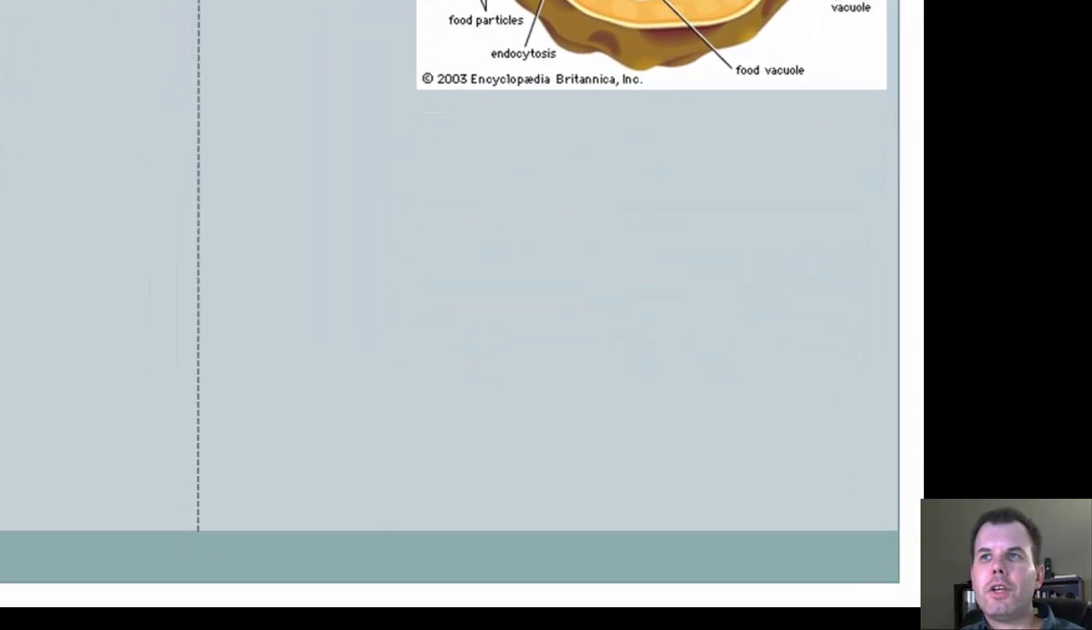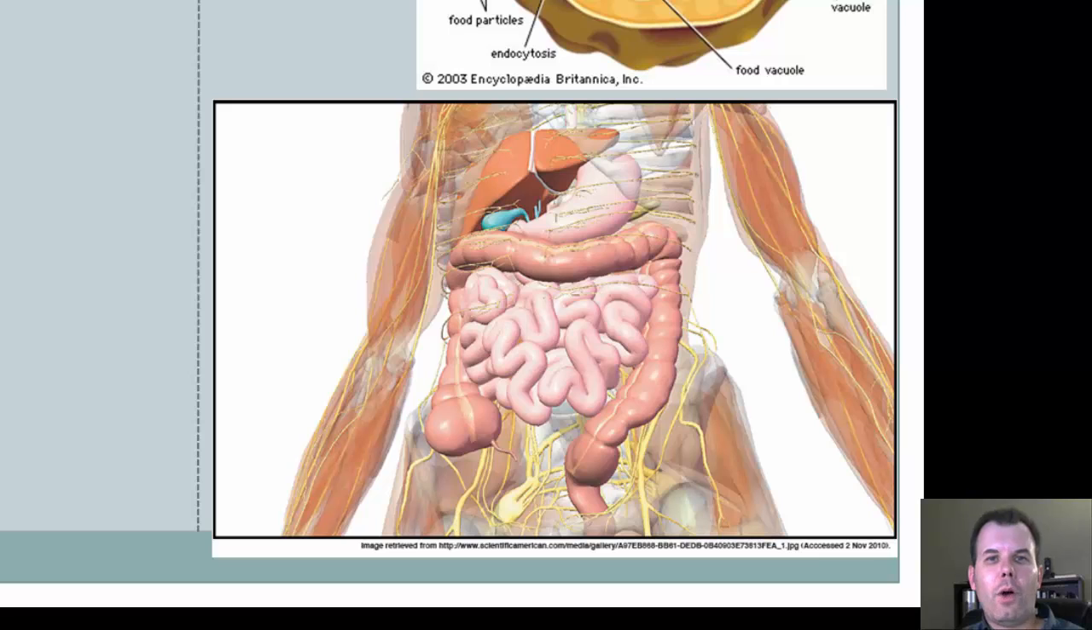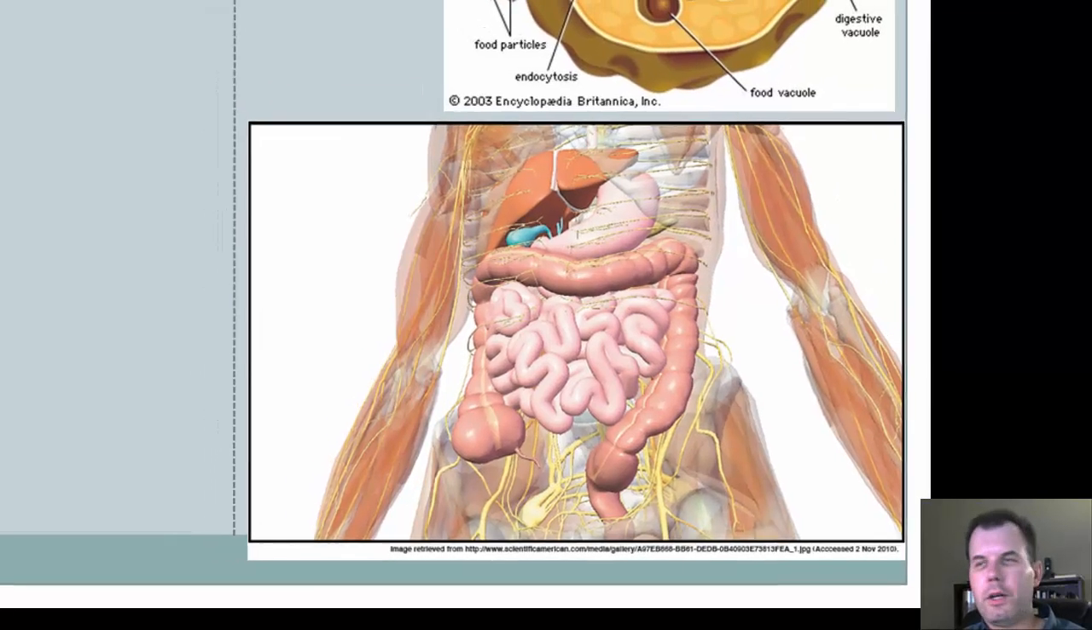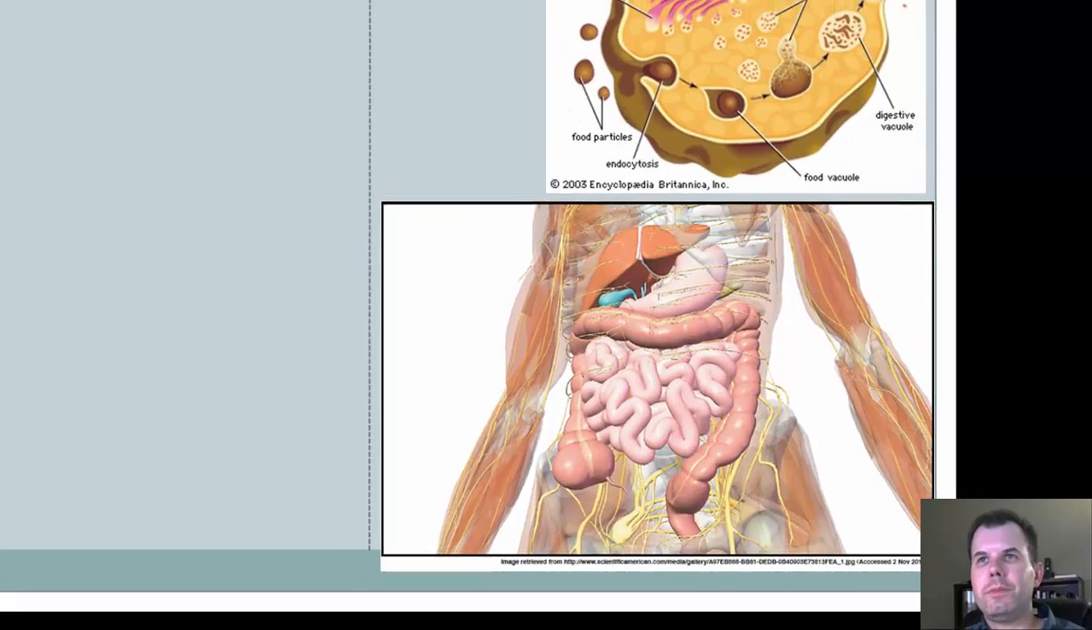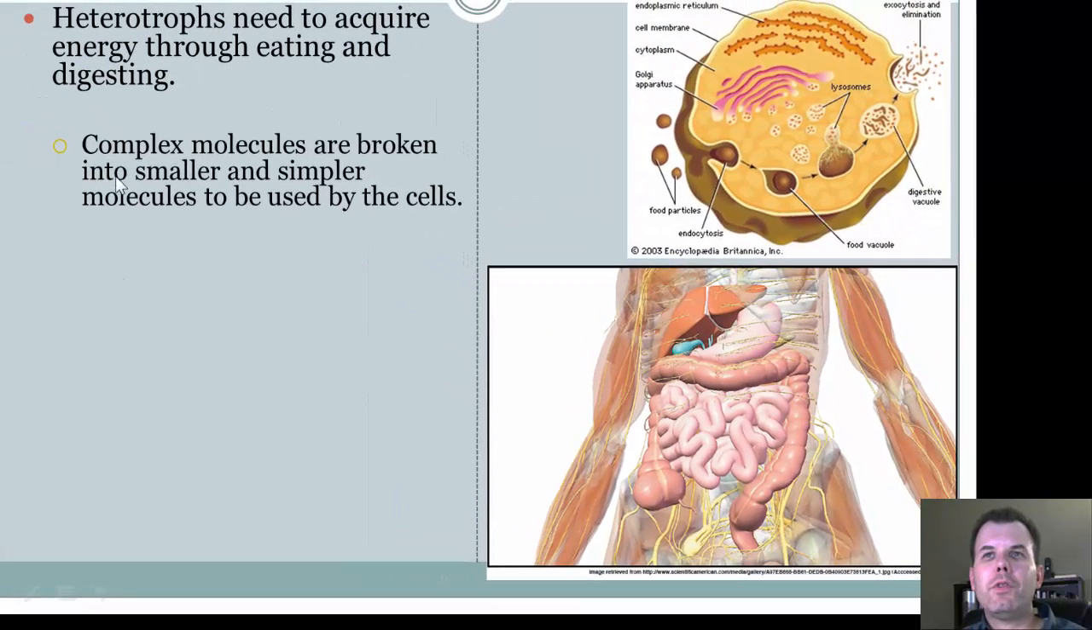Typically when we think of digestion, we think of the human body, and so obviously it involves the mouth and the esophagus working its way down into the stomach. Then you have the small and large intestine, and then you have your accessory organs like the liver, the pancreas, and the gallbladder that all play a role in digestion. Okay, and so what happens during digestion? Complex molecules are broken down into smaller and simpler molecules that can be used by the cells.